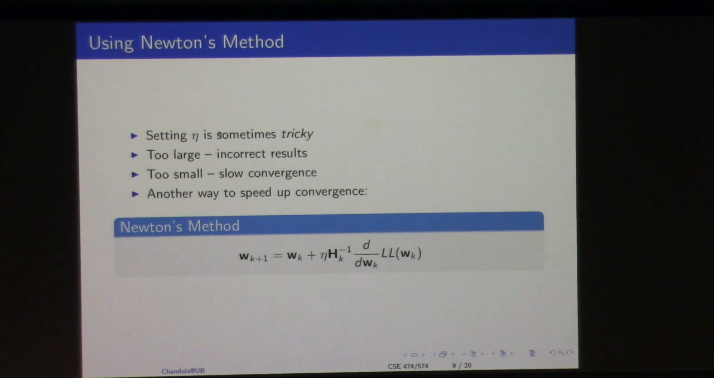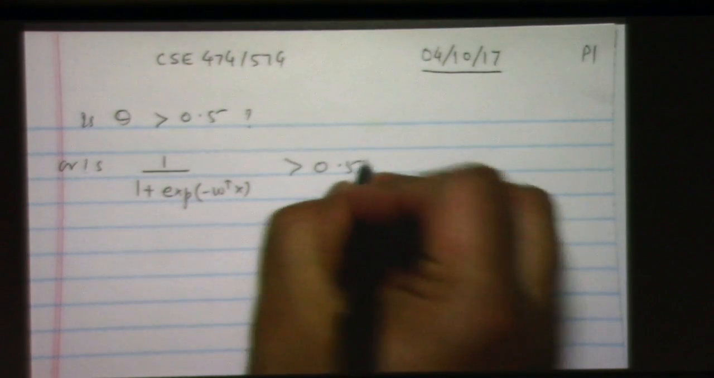One thing somebody here pointed out last week was that that threshold is equivalent to saying W transpose X is greater than 0. We can quickly look at that. The decision function for logistic regression is: is theta greater than 0.5, that is, is 1 over 1 plus exp minus W transpose X greater than 0.5?